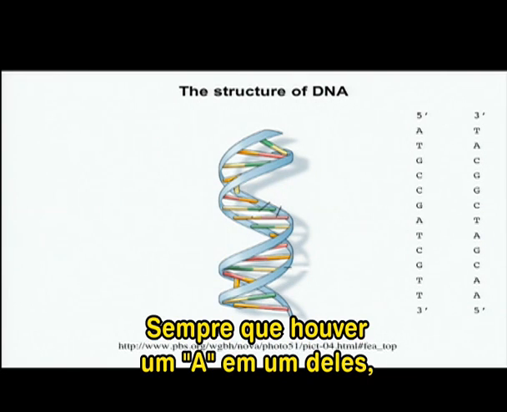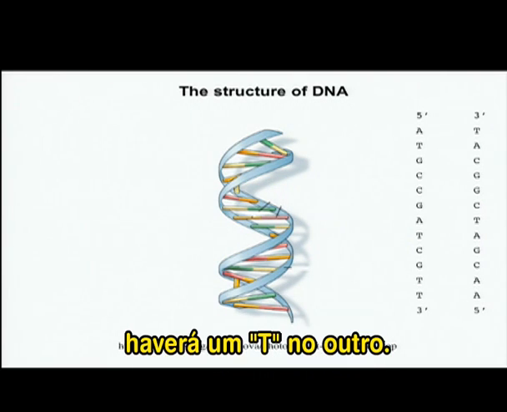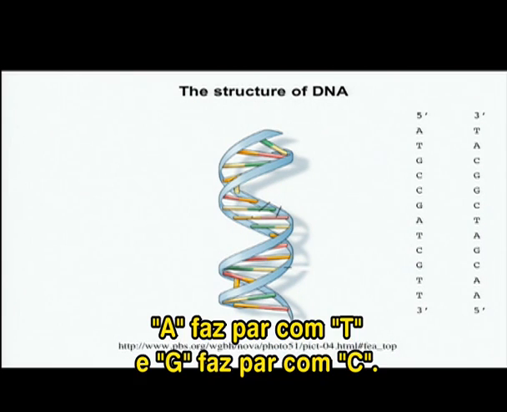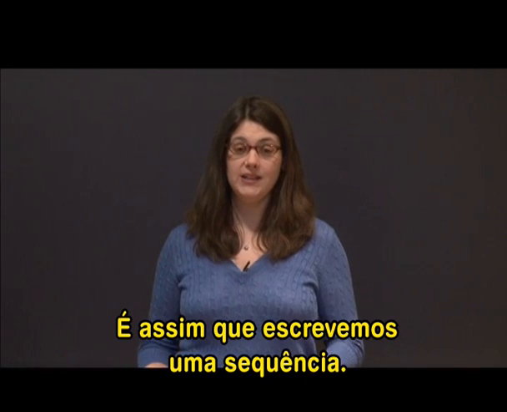And anytime you see an A on one strand, you see a T on the other strand. Anytime you see a G on one strand, you see a C on the other strand. A's bond with T's and G's bond with C's. So this is how we write a DNA sequence.